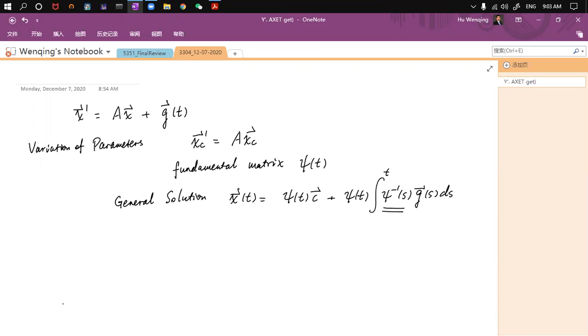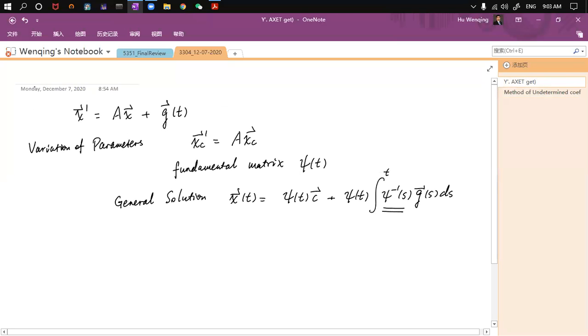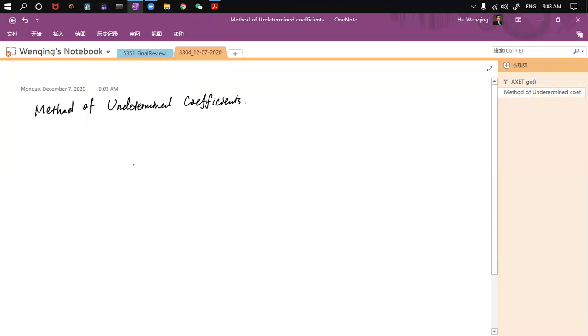Now today I'm going to talk about another method, the method of undetermined coefficients. How do we use the method of undetermined coefficients to calculate this non-homogeneous system? I want to use it to solve the non-homogeneous system.